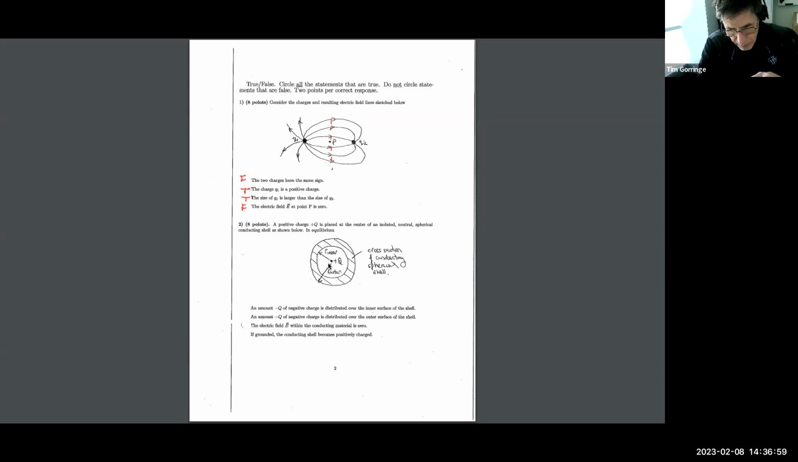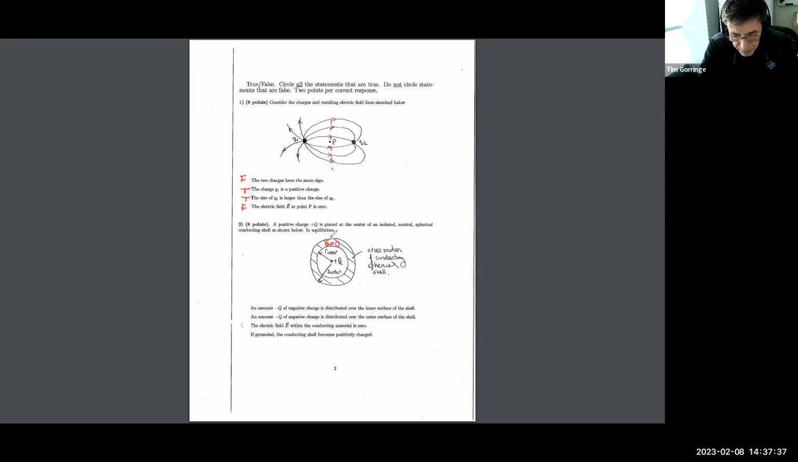And we're asked a series of questions about the cavity, about the spherical shell. So let's walk through those questions. The first statement says an amount of charge minus Q, negative charge, is distributed over the inner surface of the cavity. A key thing about our conducting cavity in equilibrium is that inside the body of that spherical shell, inside the metal material itself, the electrical field is zero.